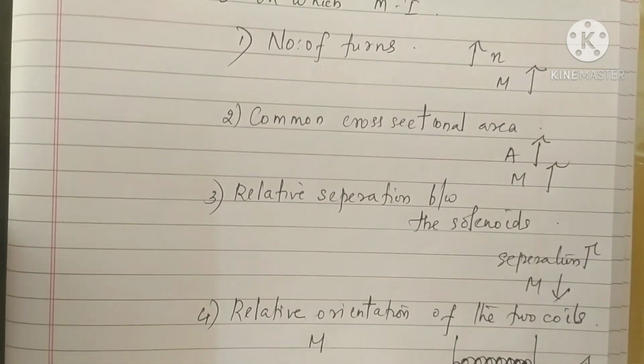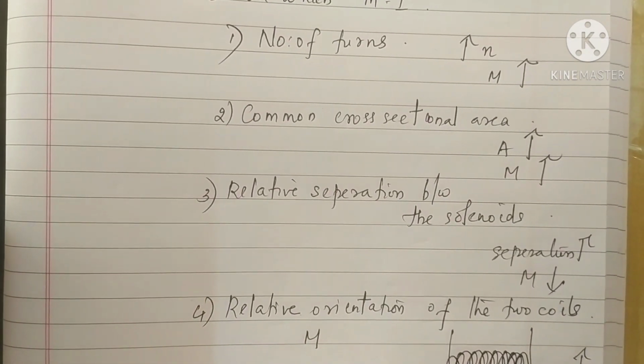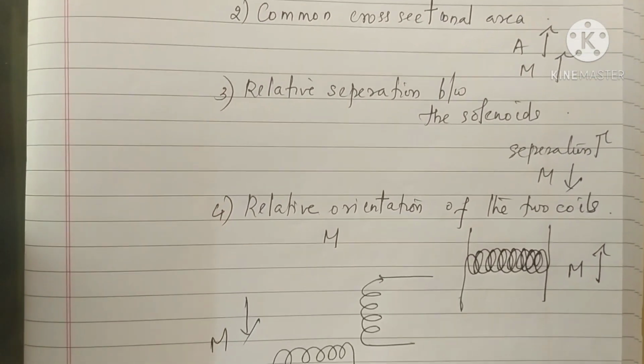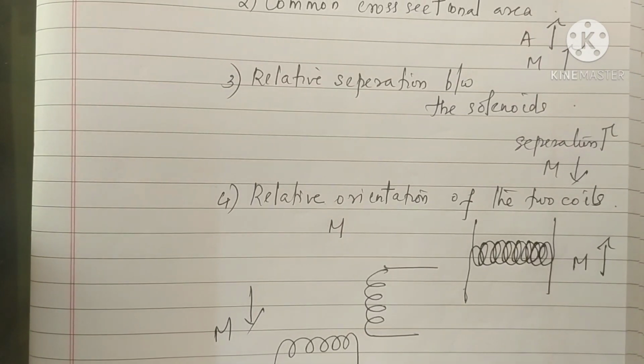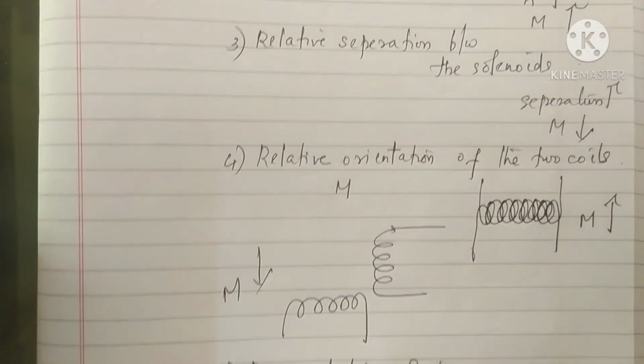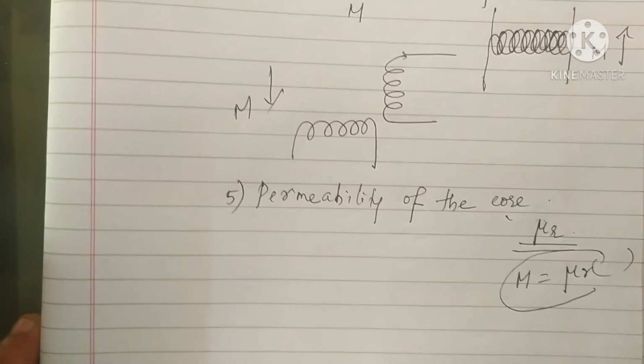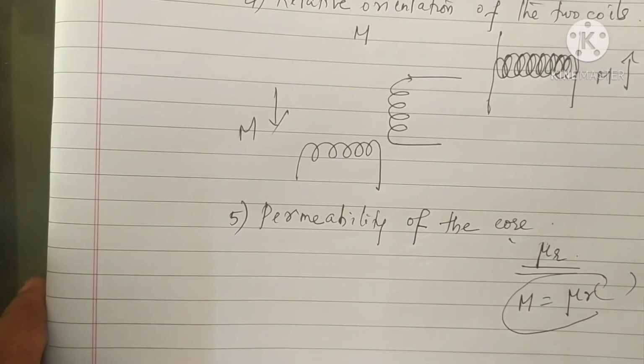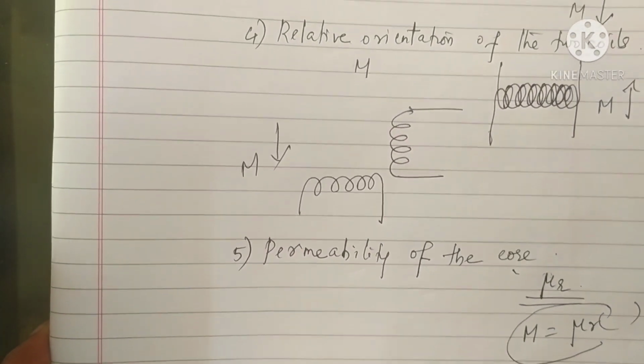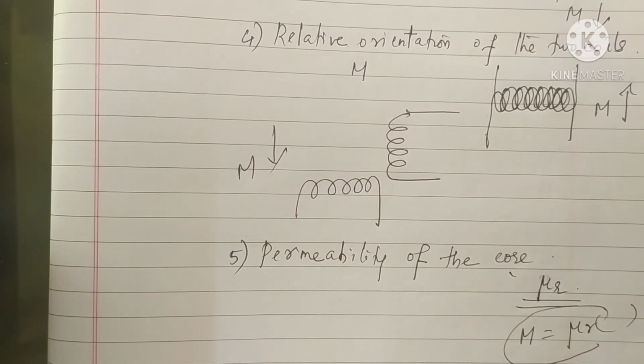Number of turns, then common cross-sectional area, relative separation between the solenoids, then relative orientation of the two coils, and permeability of the core. Okay? So this chapter ends here, and now we will move to the second section of this unit, that is alternating current.